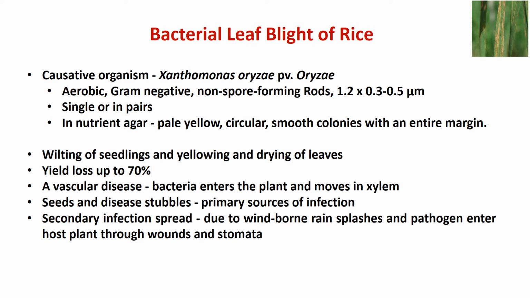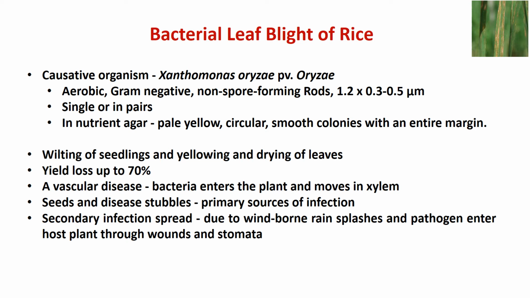The causative organism for this disease is Xanthomonas oryzae. This is an aerobic, gram-negative, non-spore forming rod which occurs either singly or in pairs. In nutrient agar, this organism will form pale yellow, circular, smooth colonies with an entire margin.